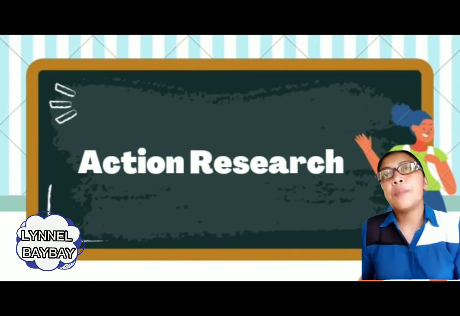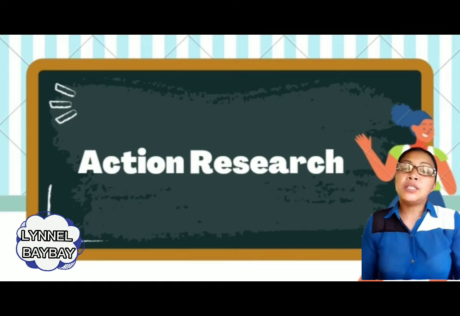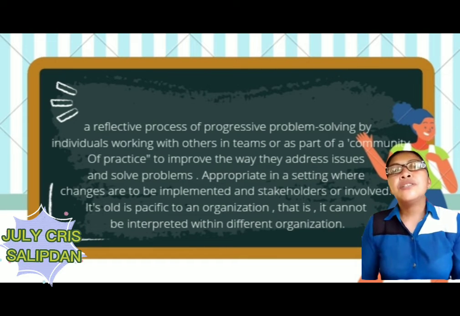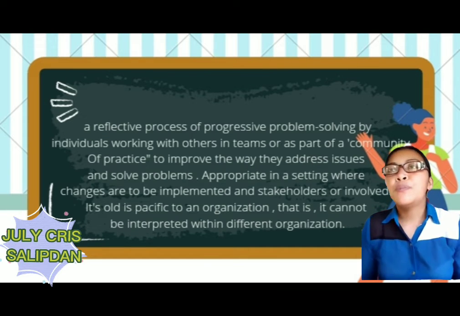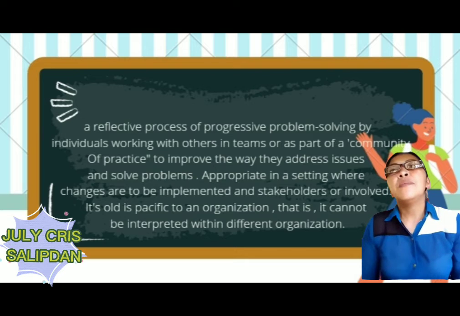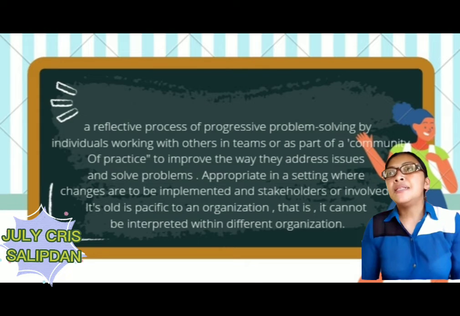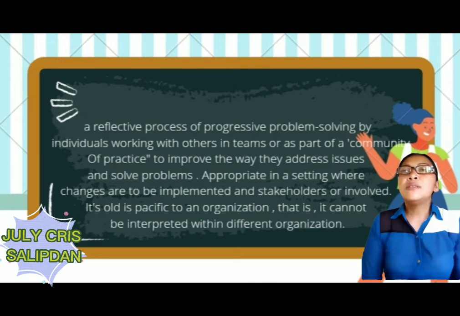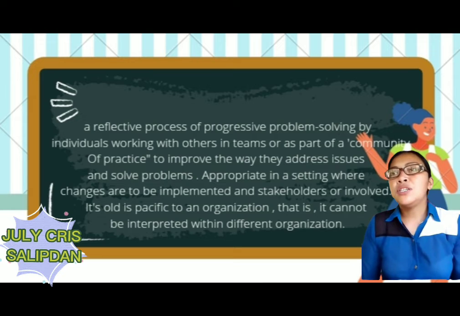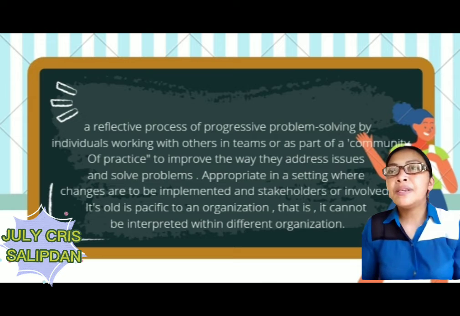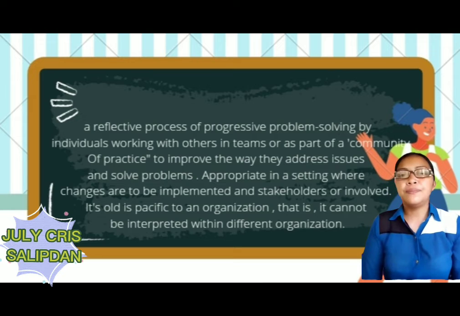In our next topic, we tackle action research. Action research is a reflection process of progressive problem solving by individuals working with others in teams or as part of a community of practice to improve the way they address issues and solve problems. Its result is specific to an organization, that is, it cannot be interpreted within different organizations.